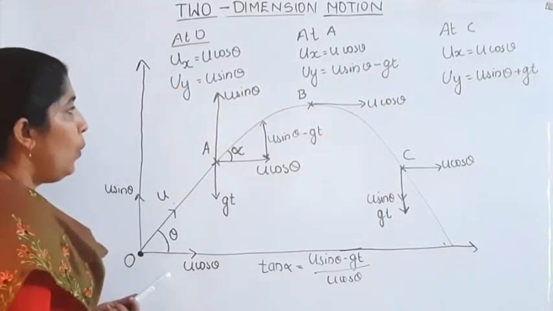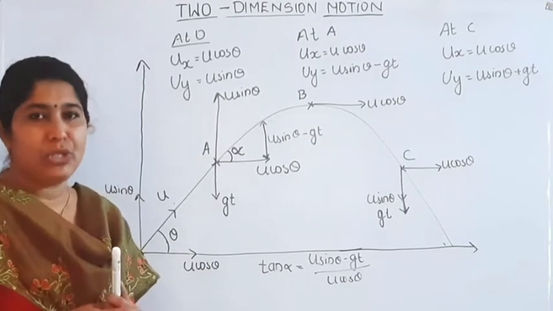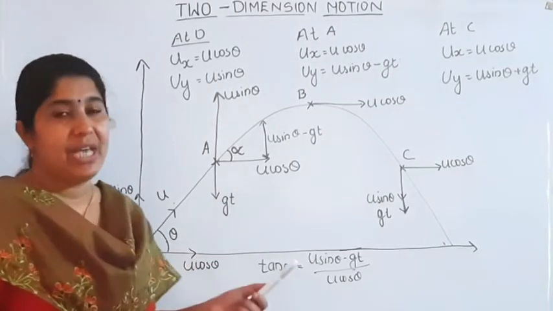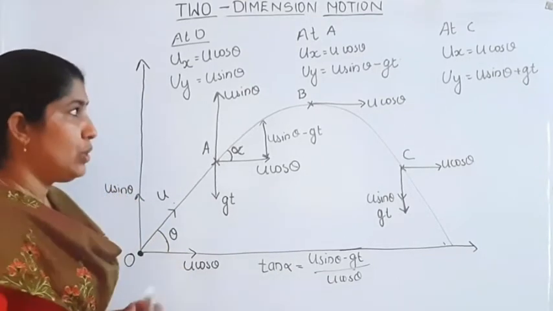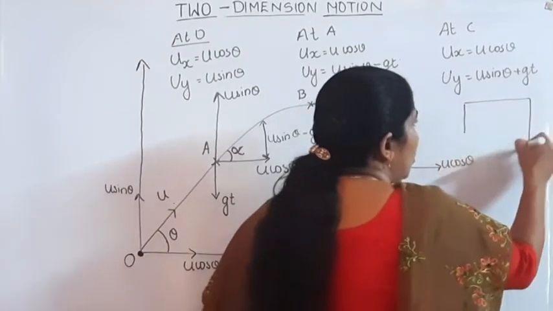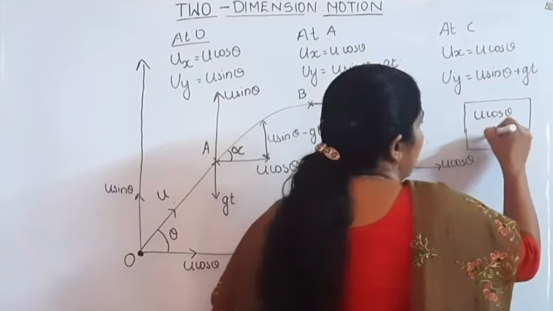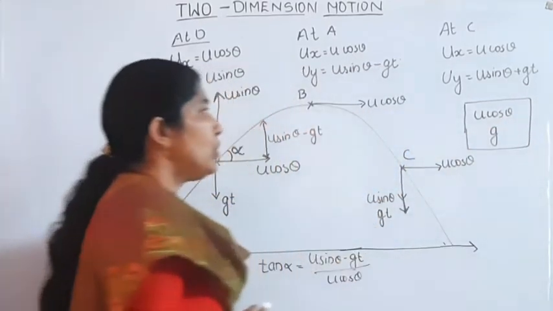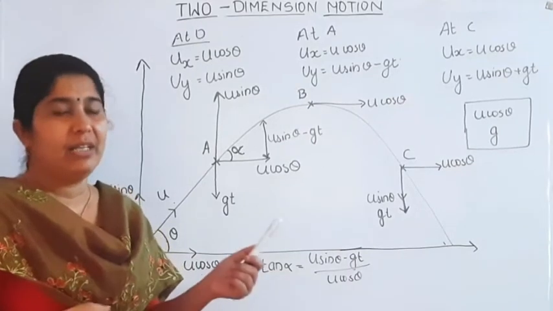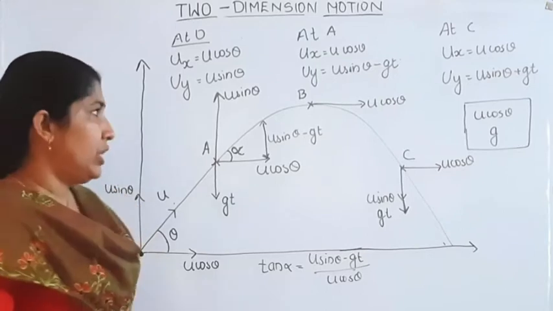Okay, now the quantities which remain constant throughout the projectile motion are u cos theta and g, acceleration due to gravity. That's also very important. The quantities which remain constant throughout the projectile motion are u cos theta and g. The horizontal component of velocity and acceleration due to gravity remain constant throughout the projectile motion.